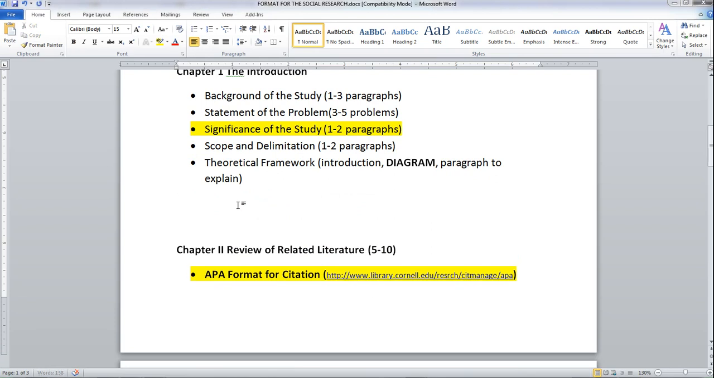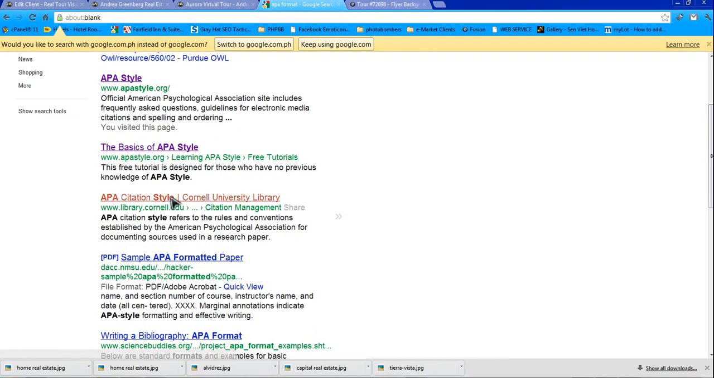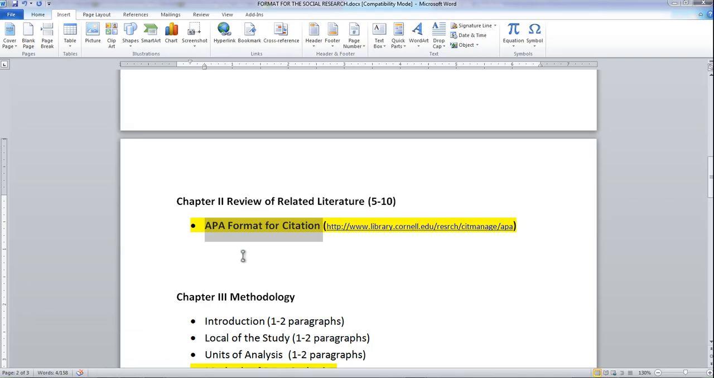Now, chapter 2, review of related literature. This is what I call the copy paste part. You should just get 5 to 10 literatures. 5 would be, I think, minimal. 7 would be ideal. 10 literatures is maximum. Alright? And you have to take note that you need to use the APA format for citation. Take note again that you really need to use the APA format for citation.